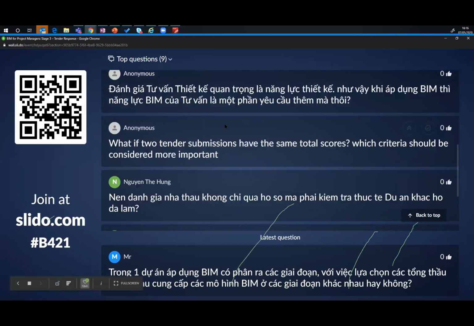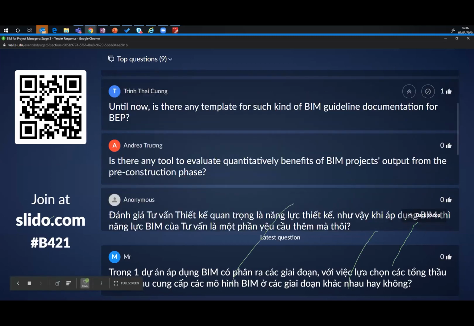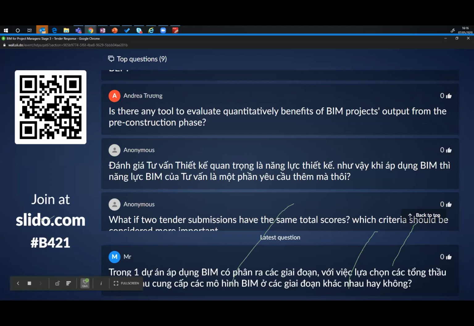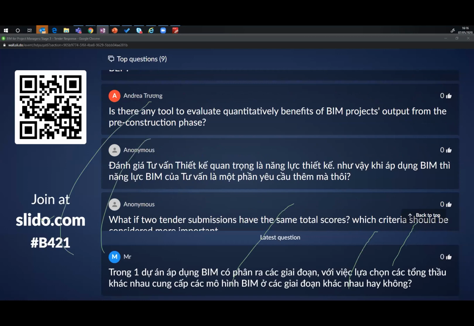Let's pick a couple of these. Pete, jump in if you've got any that you've answered. There's a question around the benefits of BIM on projects, also proven benefits of BIM on projects. And how can you prove the benefits?